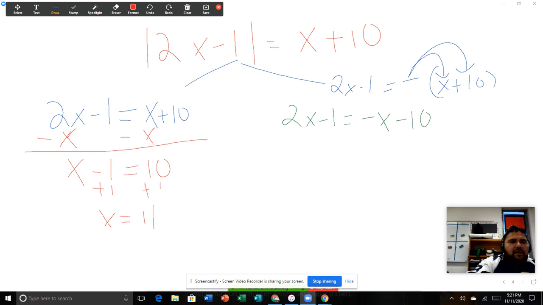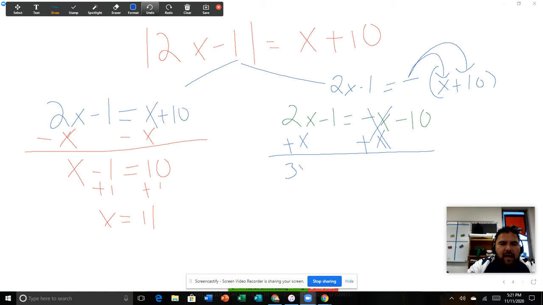Now let's look at this other one. Now notice I'm saying possible. And the biggest reason I'm saying possible is because there's an x on the other side. Always got to check for extraneous solutions. So here I'm going to add x to both sides.